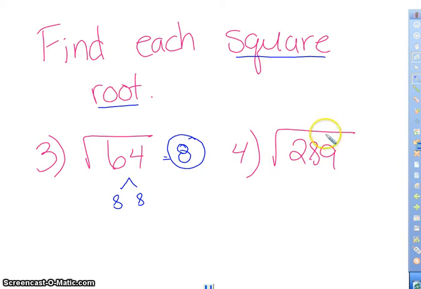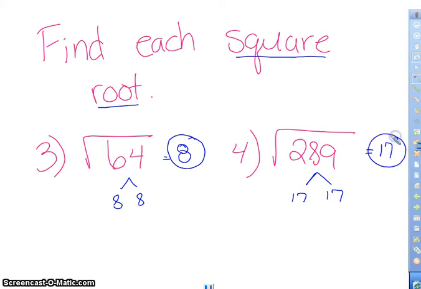And now we come over to the square root of 289. Now this one is one that you probably would not have memorized, but using your chart, you find that 17 times 17 does equal 289. So the square root of 289 is 17.